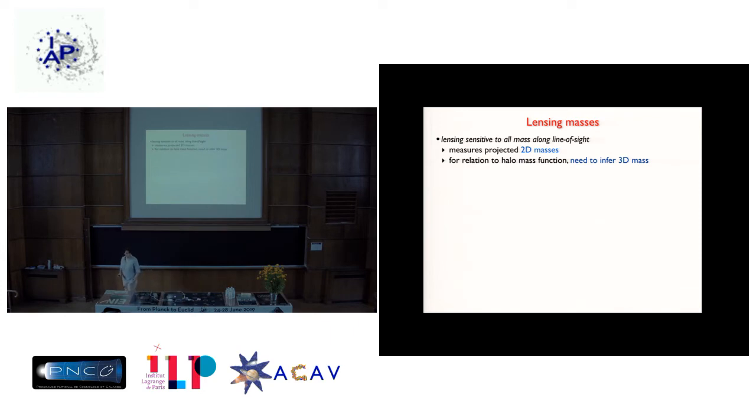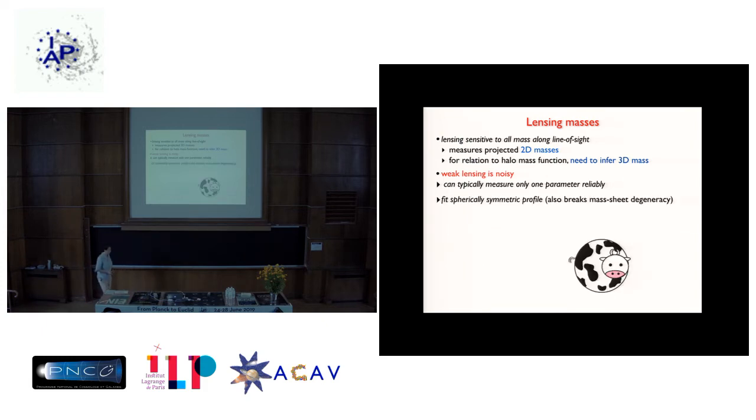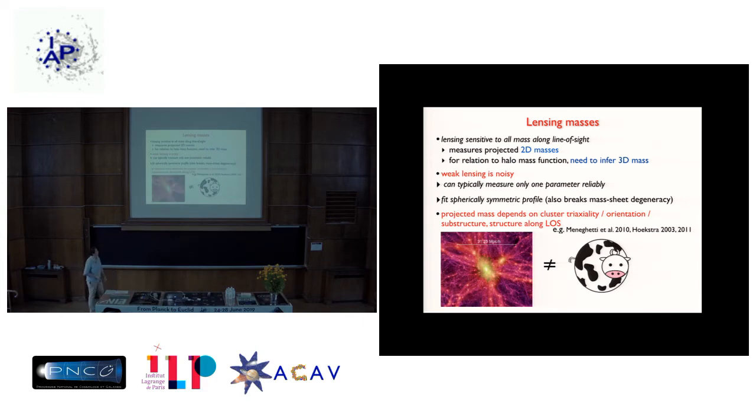So, lensing masses. What lensing measures really well is the mass projected along the line of sight. So really what we get is two-dimensional masses in a cylinder. To relate to the halo mass function, we need to convert these to three-dimensional masses. Weak lensing is very noisy. At most, we can measure one parameter reliably. And so we do what all good physicists do, which is we assume clusters are spherically symmetric, fit an NFW profile, and say this is the mass.